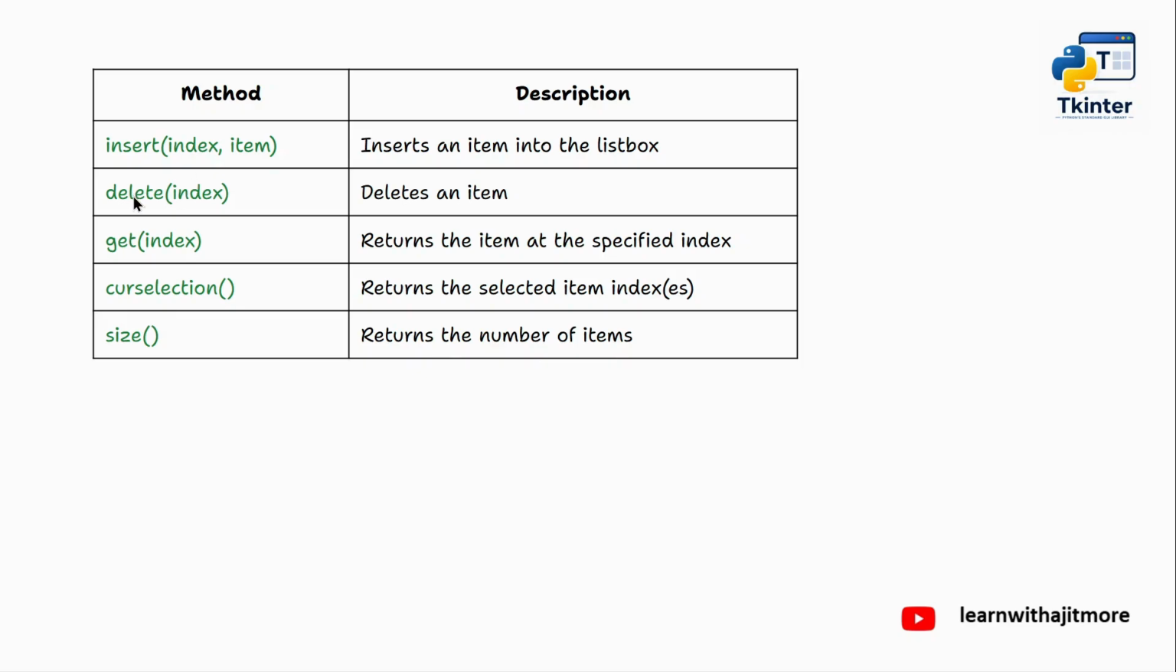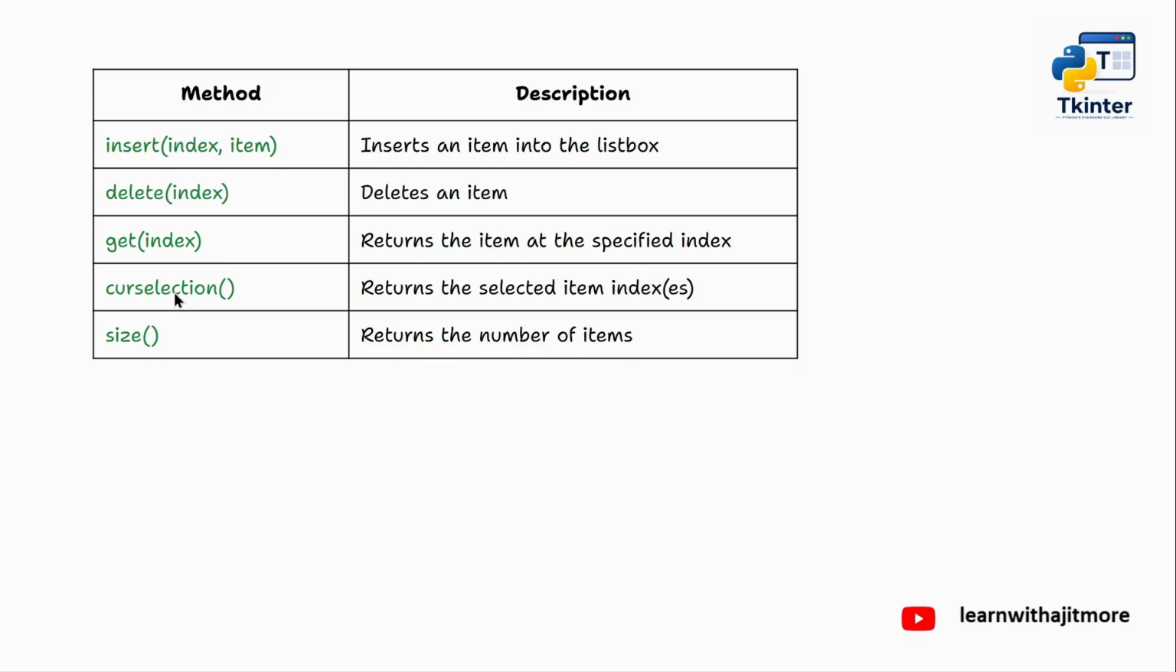Then if you want to delete any item, give the position, and the item at that position will be deleted. All the items below that will automatically be shifted up. Then if you only want the item at a given position, you don't want to insert or delete, use get and give the position. It will return the item at that position. And cur selection returns the index of the currently selected items.